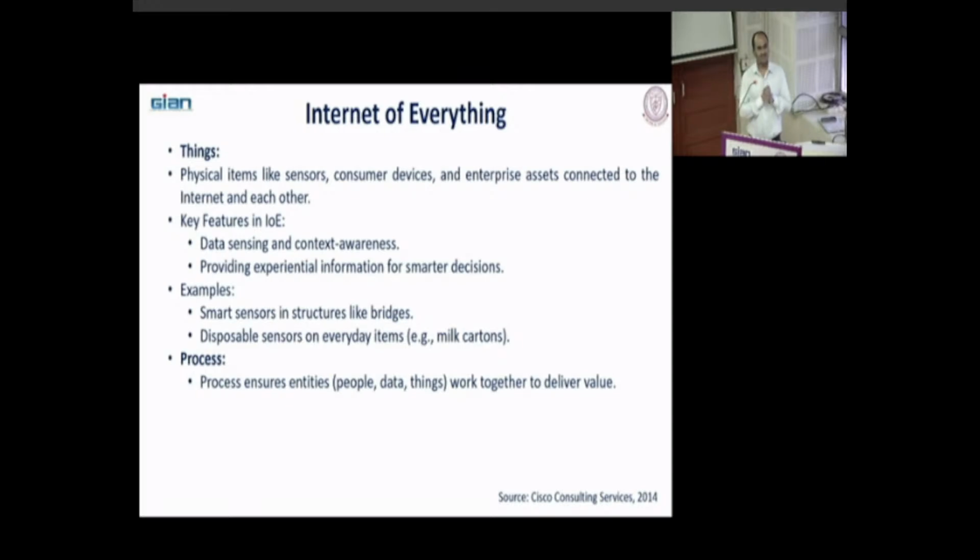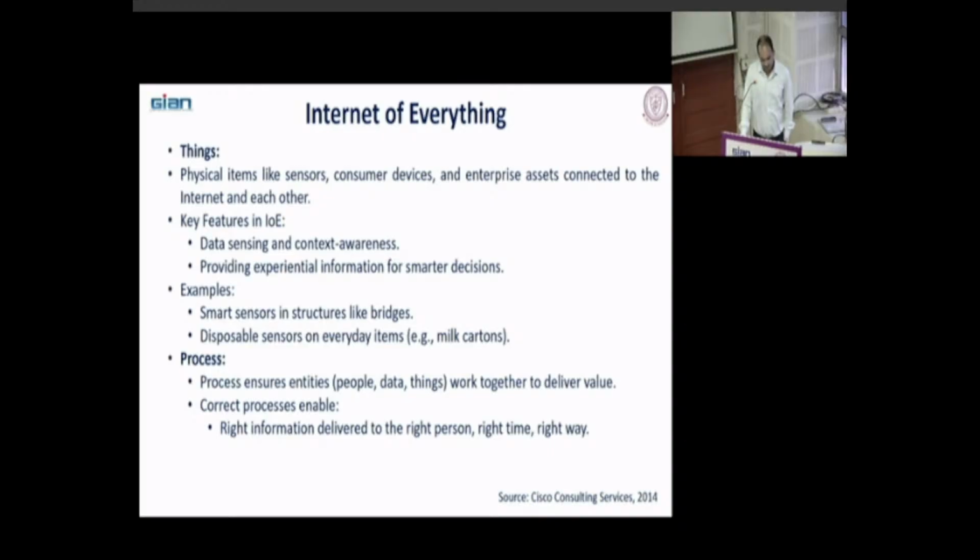So there are some architectures as well, based on what kind of data there is and how you are processing it. Sometimes the cloud is used, sometimes they do local processing as well. So that's why process plays an important role in the Internet of Everything, so that all these people, things, and data work together to create valuable services for people.